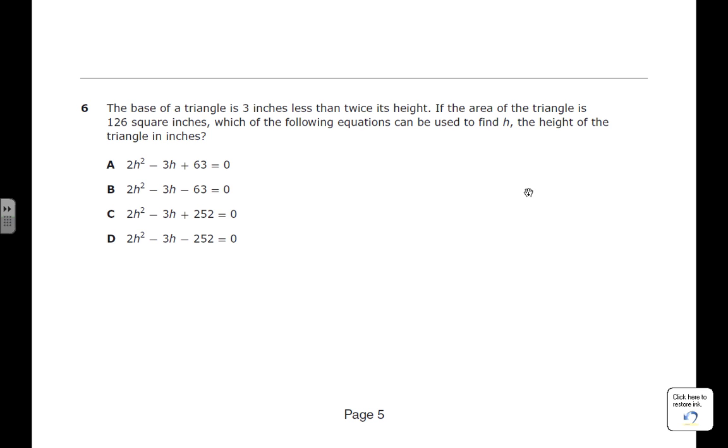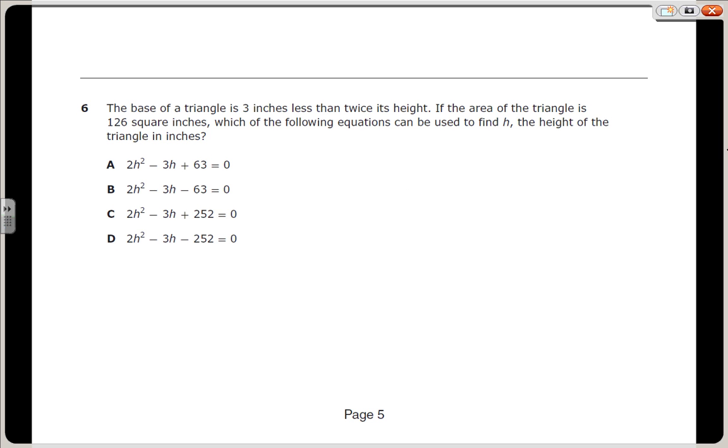Question number 6. It says, the base of a triangle is 3 inches less than twice its height. The area of the triangle is 126 square inches. Which of the following equations can be used to find h, the height of the triangle in inches? So for this one, one cool thing we can do is make a sketch of a triangle. So let me just sketch a triangle right here. So we have a triangle, there goes the base, b, and then there goes the height, h.